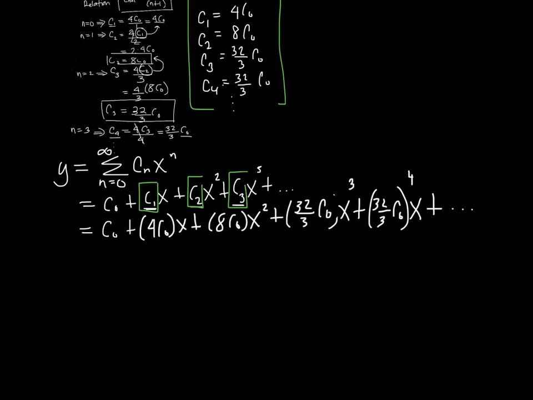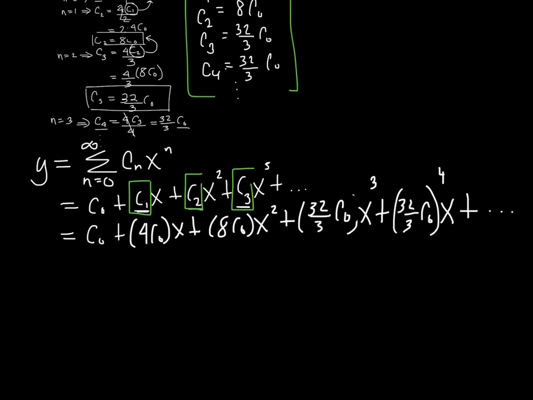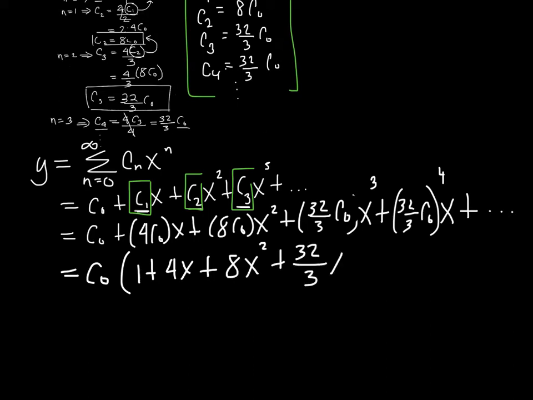Okay, so we have this infinite sum, and I want you to notice that we can factor out a greatest common factor, which is going to be very common to do. So we can take out a C0. So if we take out C0, I'm left with the following: 32 thirds x cubed plus, again, 32 thirds x to the fourth plus dot, dot, dot. And let me add a parentheses here.